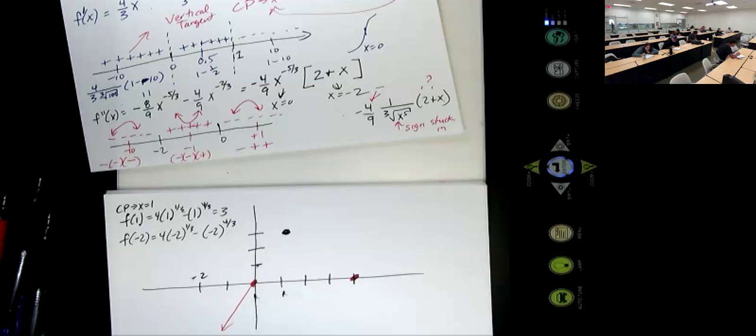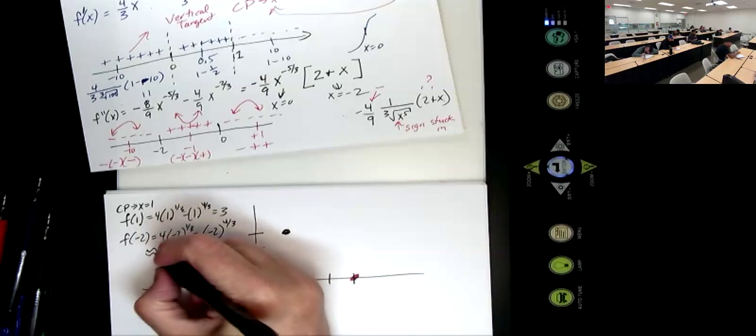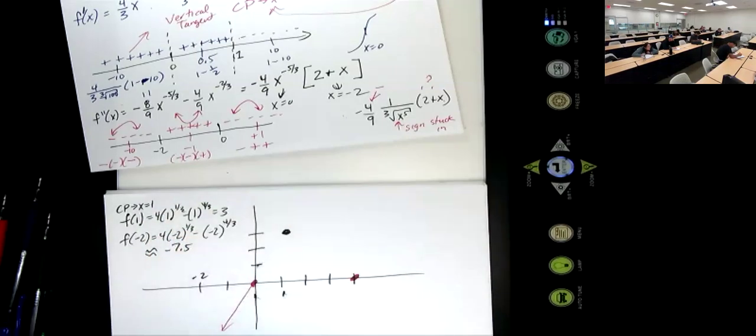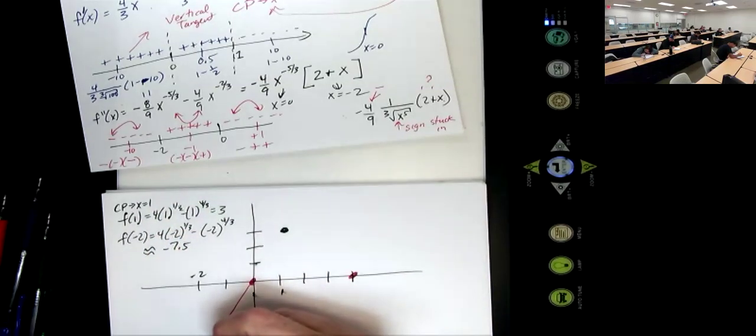Cube root of -2. Cube root of -2. Okay, 4 times answer. This is about -7.5. So it's way down there. I'll just say that's at -7.5.